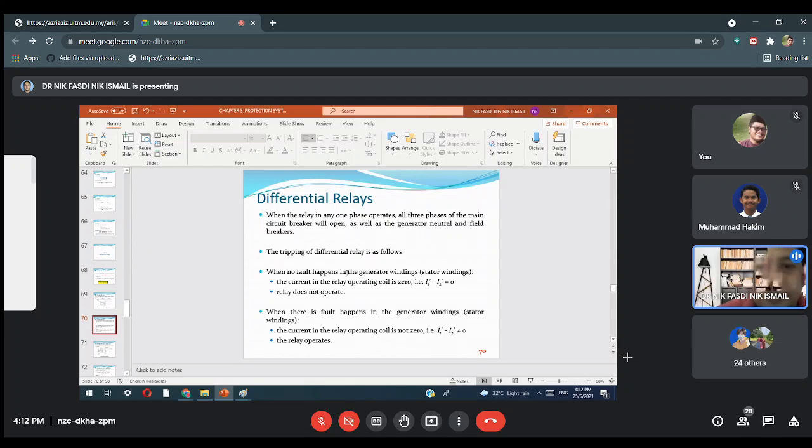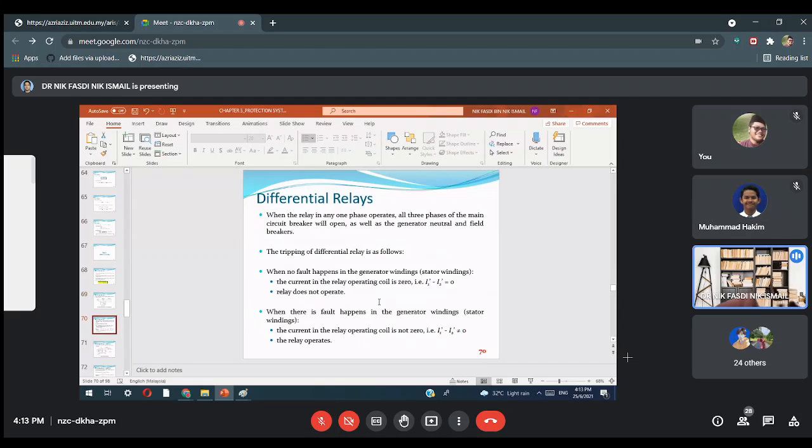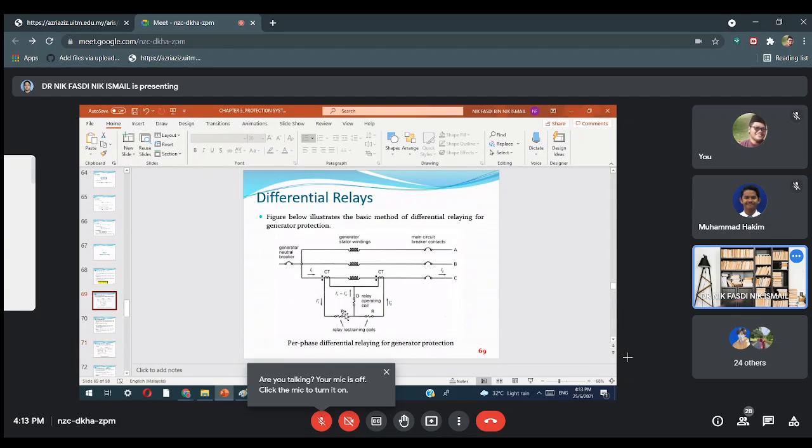When no fault happens in the generator or stator windings, the current in the relay operating coil is zero. It means I1 prime minus I2 prime is zero. No fault. Okay. It means here, no fault, relay does not operate. Zero. Okay, relay does not operate. When a fault happens in the generator windings, the current of the relay operating coil is not zero. It means when I1 prime minus I2 prime is not equal to zero, the relay operates. It's a simple concept, yeah.